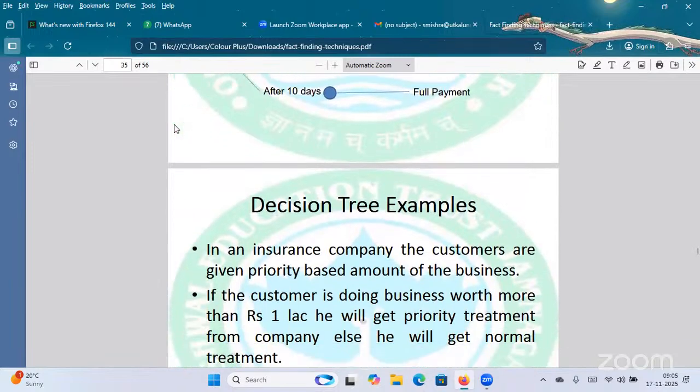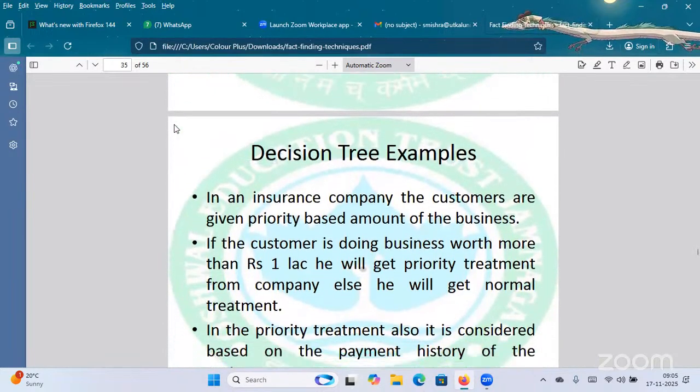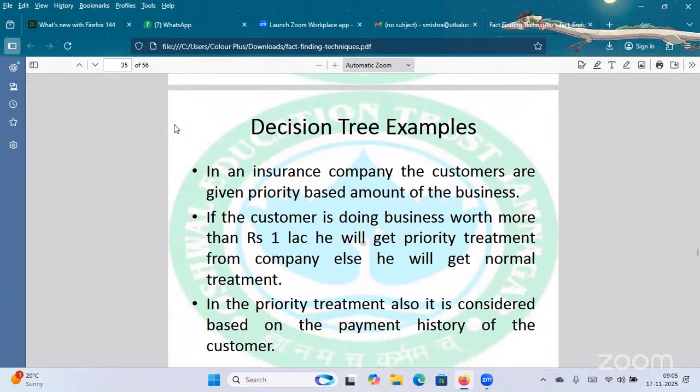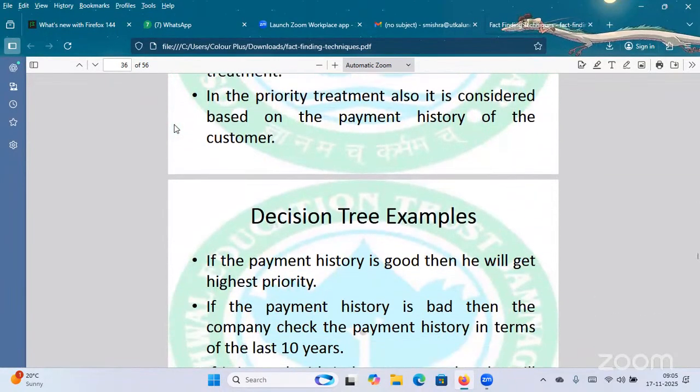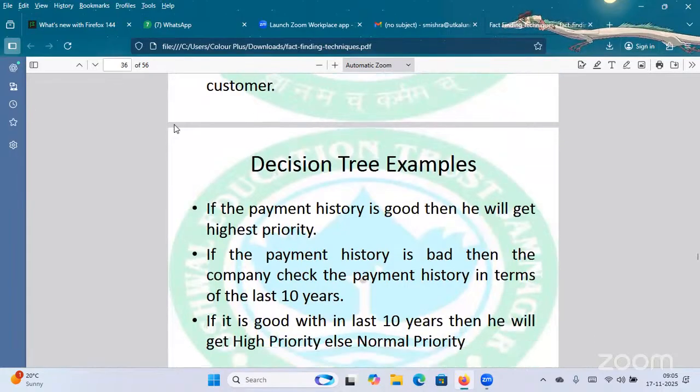Then, a decision tree example we have. In an insurance company, the customers are given priority based on the amount of business. If the customer is doing business worth more than 1 lakh, he will get priority treatment from the company, else he will get normal treatment. In a priority treatment, it is also considered based on the payment history of the customers. So that is another decision tree example.